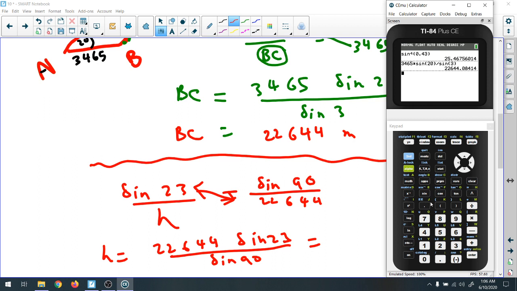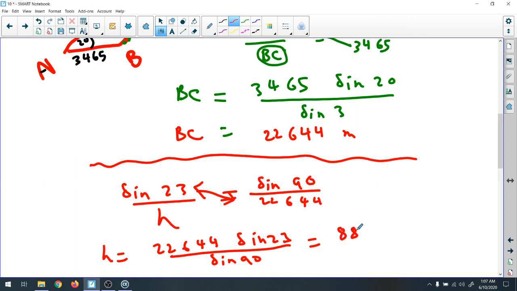So let's calculate that here. 22,644 times sine of 23, divided by 1. So the height of the mountain is 8,847.7 meters.